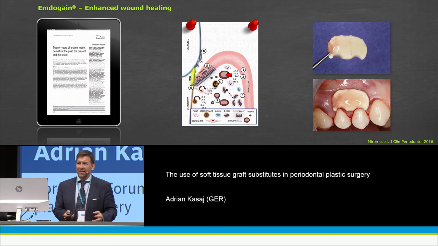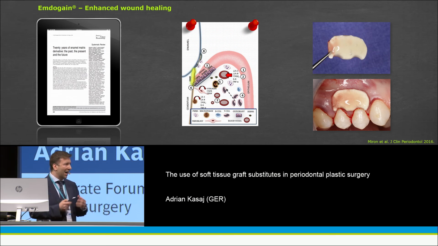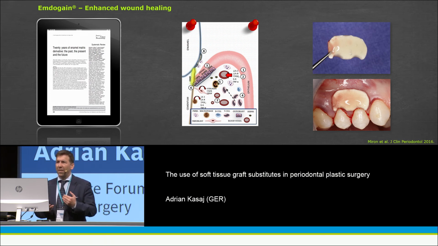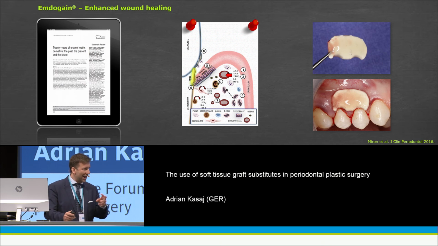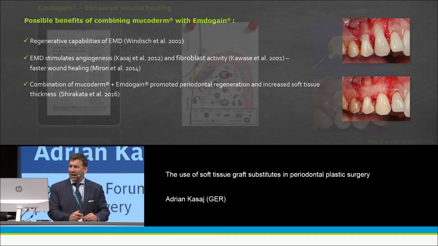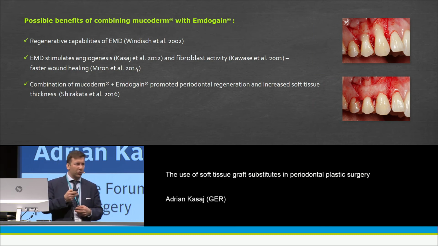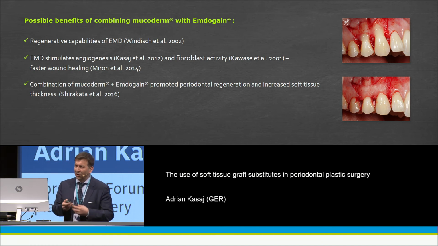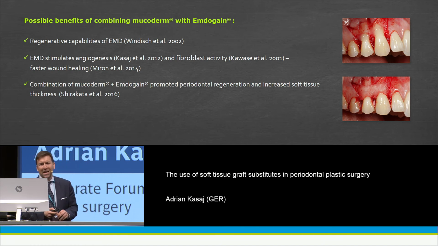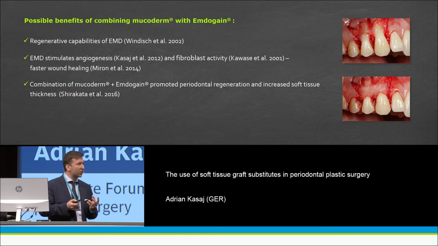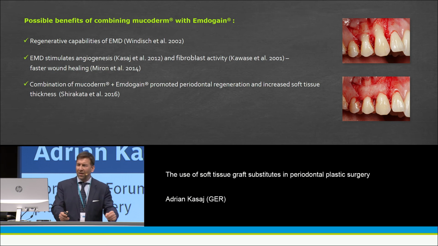You know, Emdogain has regenerating capabilities, angiogenic capabilities, also antibacterial, anti-inflammatory effects. So it makes sense to combine this avascular acellular matrix with the Emdogain. First, to use the regenerative potential at the root surface, but also to improve the wound healing and the angiogenic effect. And we have this one work from Shirakata and co-workers showing that this combination therapy actually promoted periodontal regeneration and also increased soft tissue thickness in comparison to usage of the matrix alone.